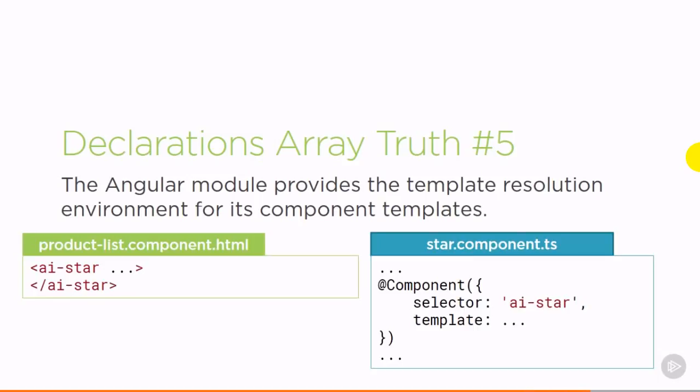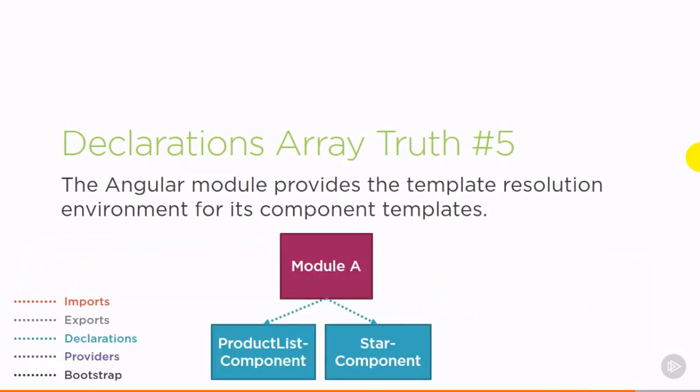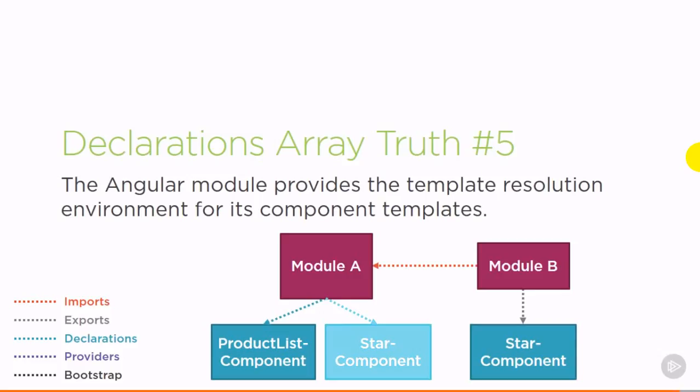If the component defining that directive is not declared within the same Angular module or exported from an imported module, Angular won't find the directive and will generate an error. For this example, the star component must be declared in the same module as the product list component, so Angular can find the template for the AI star directive. Or the star component must be exported from an imported module, never both.